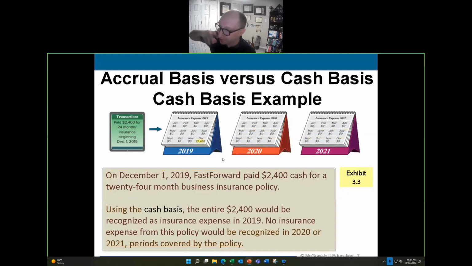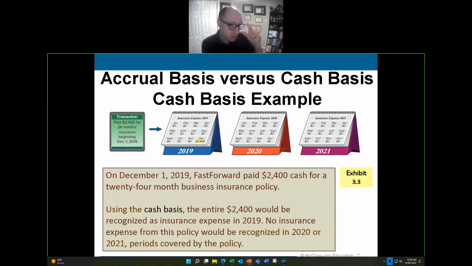Okay, so that's accrual based. You see, I allocated evenly the insurance for the 24 months. That's accrual-based accounting. In cash-based accounting, I recognize the entire $2,400 expense for insurance in the month of December 2019. Why? Because that's when I paid it. I paid the cash. According to cash-based accounting, I recognize the expense when it's paid.